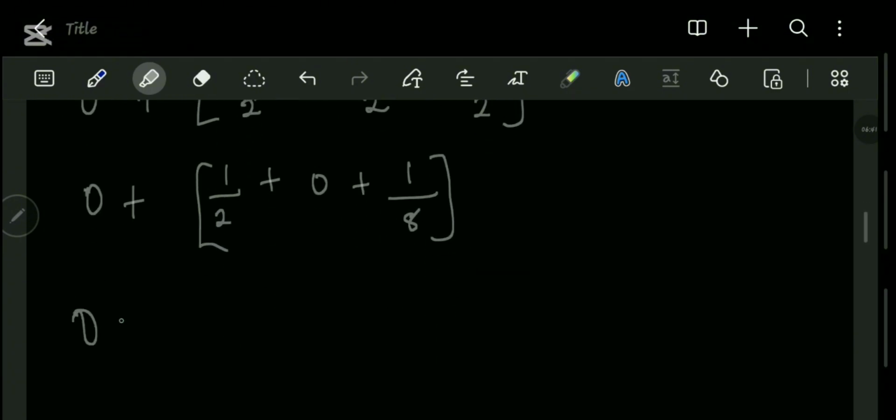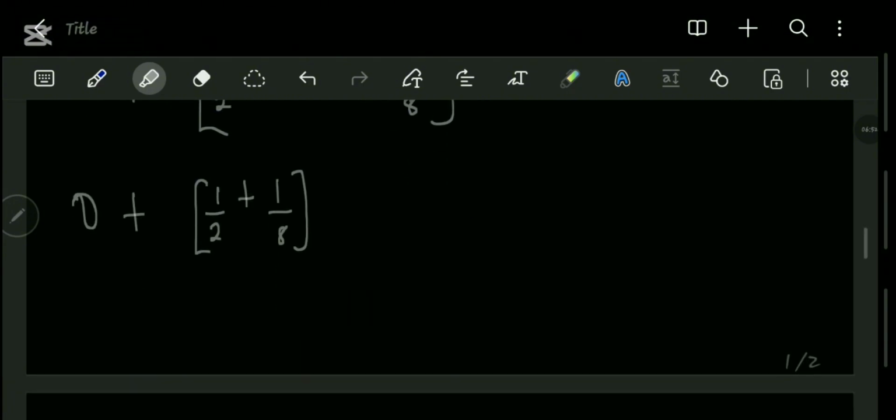So I'm having 0 plus. If we get rid of this 0 now, we're just having 1 over 2 plus 1 over 8, right? So we continue. If you work on the LCM here, that LCM there is 8, right? So we have 8 as the LCM. 2 goes in 8 how many times? That's 4. And 4 times 1 is giving us 4. 8 goes in 8 how many times? That's 1. 1 times 1 is giving us 1.